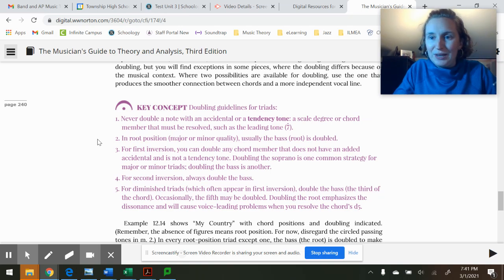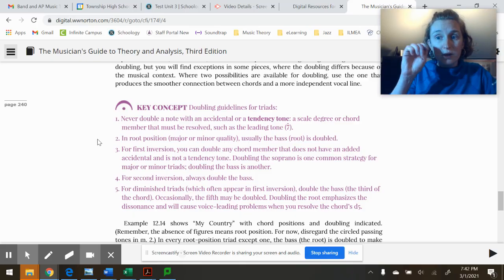Don't worry about any other tendency note. There's only one other one that we're going to deal with, and we're not going to deal with it for a little bit, so hold tight. And it has its own separate rule. So really, the only tendency tone that you have to worry about at all is the leading tone. Scale degree 7, raised in a minor key, or regular in a major key. Don't double it. No doubling of the leading tone.